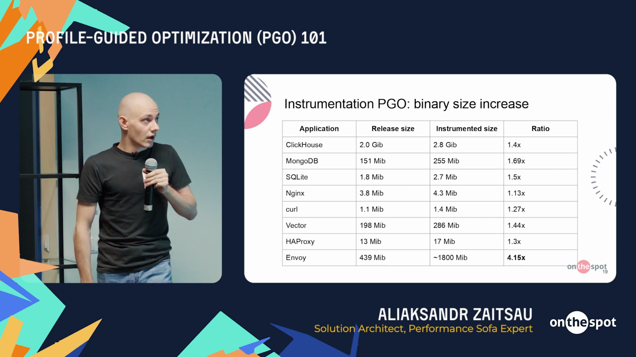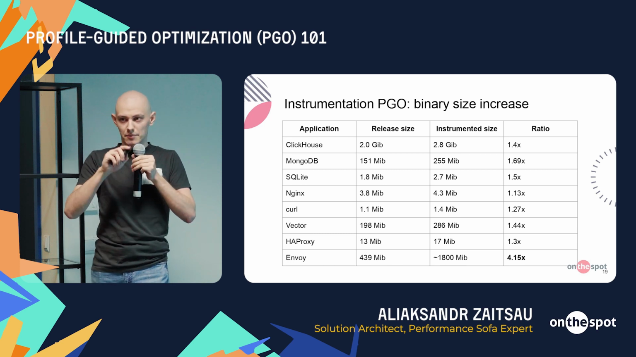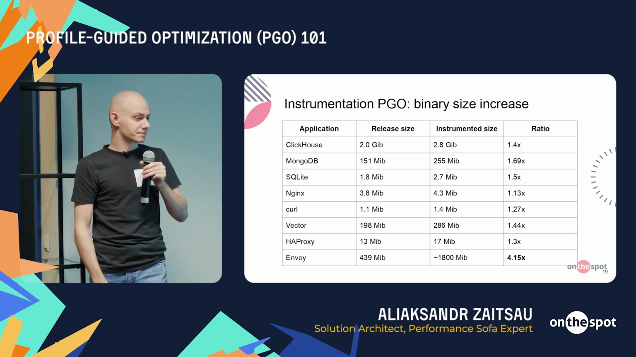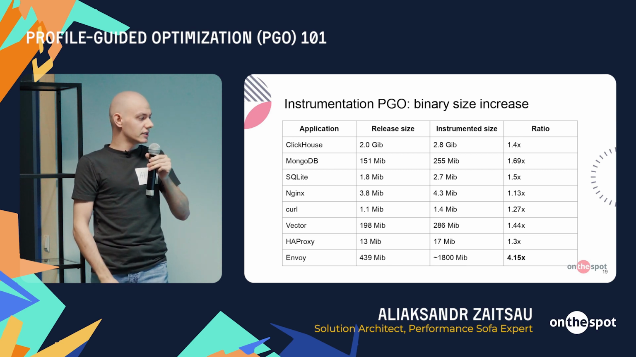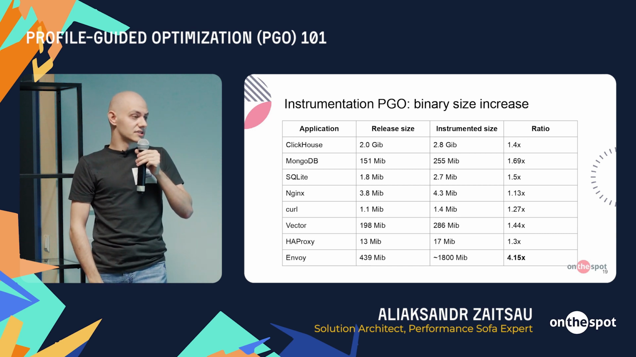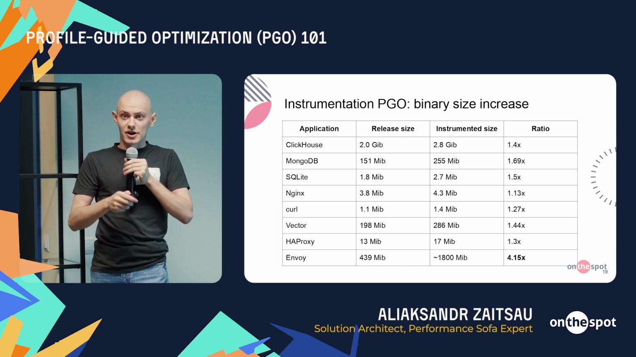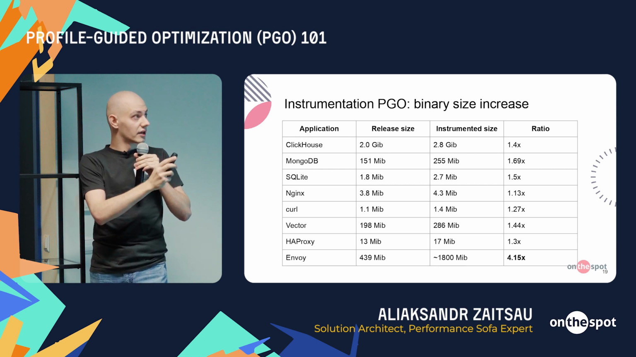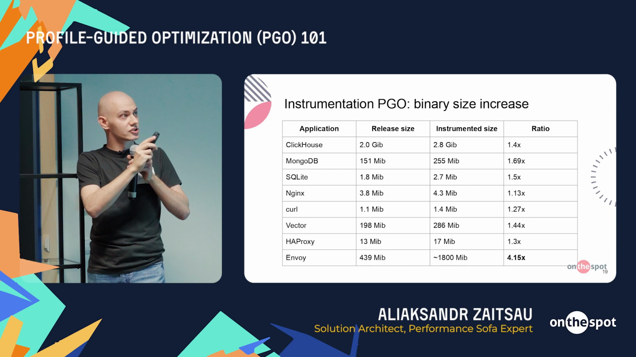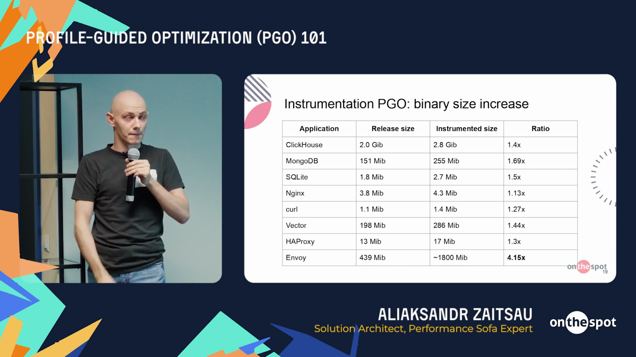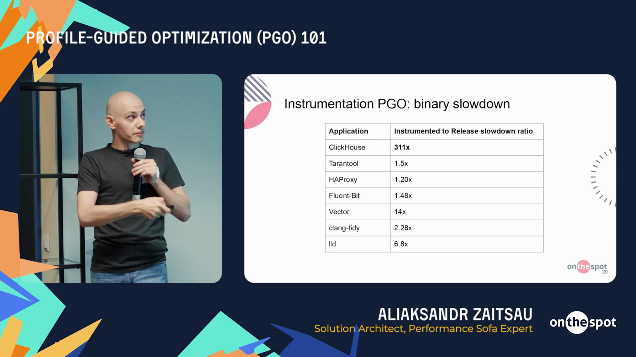But how much? Actually, I collected several examples about binary size increase. For instrumentation PGO, I have much more examples, but I just decided to show some of them. Actually, as we see, nothing too critical here except Envoy, because the size increased several times. But honestly, I think there's just a mistake in some build scripts in the benchmarks. Maybe the release build of Envoy was stripped of debug symbols, and the instrumented variant of Envoy wasn't, because Envoy build scripts are a mess, really, to tweak. So actually nothing too critical, but what about binary slowdown?